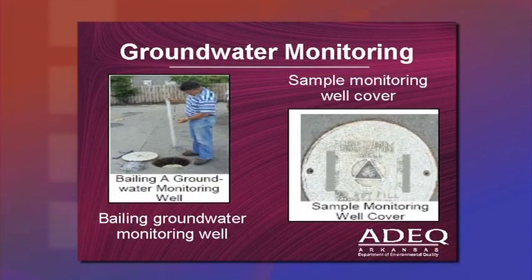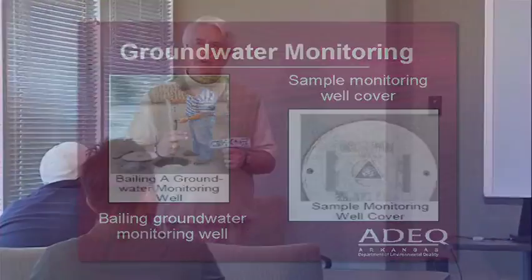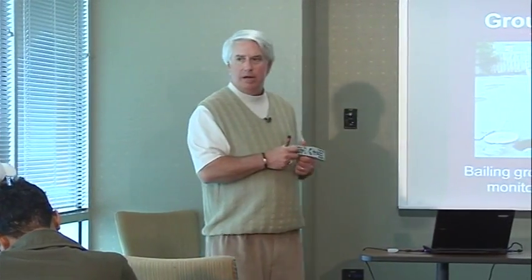Here's a cat on the left. He's dropped that bailer down into that monitoring well. He's pulled it up. Now he's actually looking for gasoline sitting on top of that groundwater. There's a sample monitoring well cover that shows that this is a groundwater monitoring well. And they're just like the vapor monitoring wells. It's good to have them secured and well marked because you don't want to have a driver dropping fuel into your groundwater monitoring port.